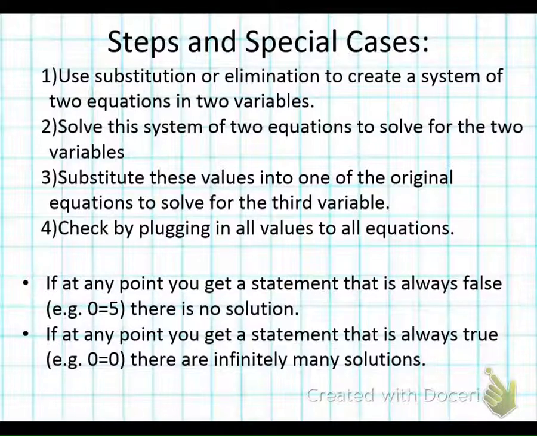Just like in two variables, we can have lines that are parallel, so there's no solution. Same thing can happen here. Those planes could be parallel so that they don't intersect either. If we ever get a statement that's always false, like 0 equals 5, then there's no solution. Or if we ever get a statement that is always true, like 0 equals 0, at any point in solving, then there are infinitely many solutions. Okay?